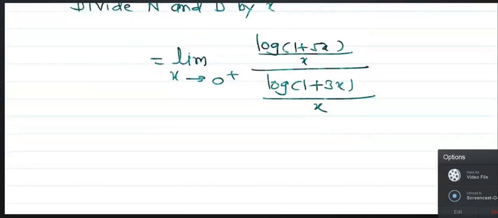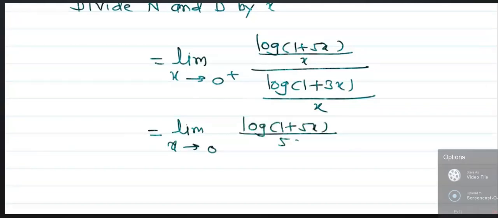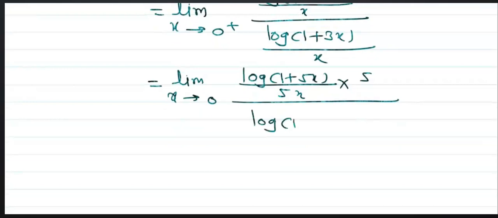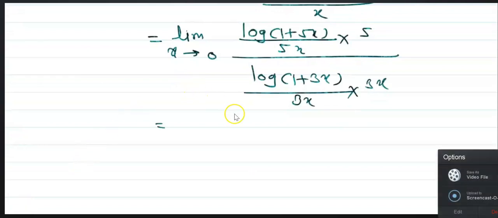In this way, divide numerator and the denominator by x. Next step, we will adjust 5 in the numerator and 3 in the denominator: log of (1 plus 5x) upon 5x into 5, upon log of (1 plus 3x) upon 3x into 3. Therefore, the value of this limit is 1. 1 into 5 is 5.